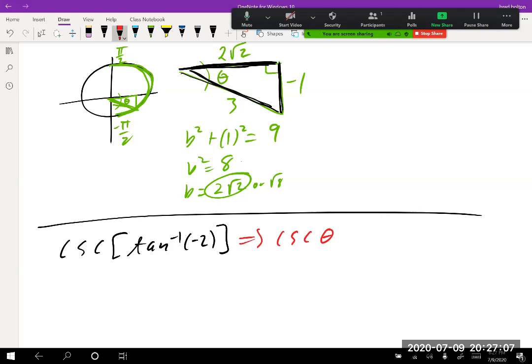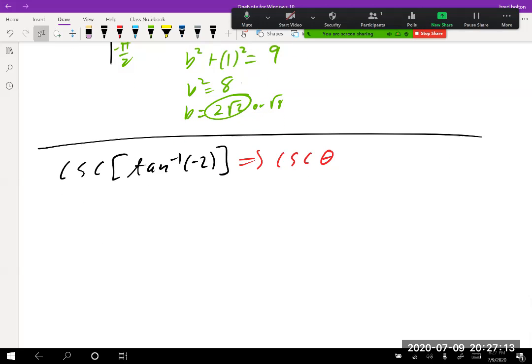I'm sorry, cosecant of theta, right? They want to know the cosecant of theta. So what we're going to do is come down here and take tan inverse and set it equal to theta, okay? Because that's what an arc tan is. It's some angle, we don't know yet, that created -2 as its ratio built in the triangle.